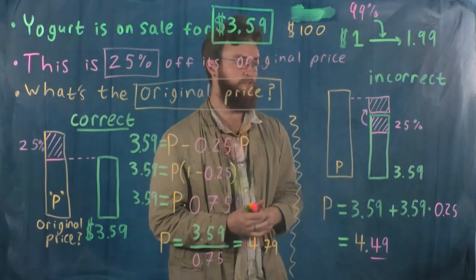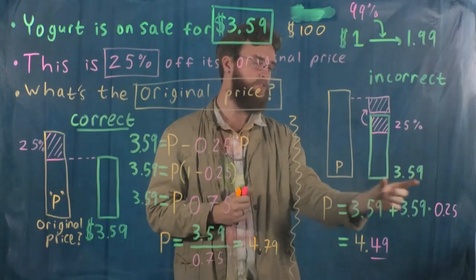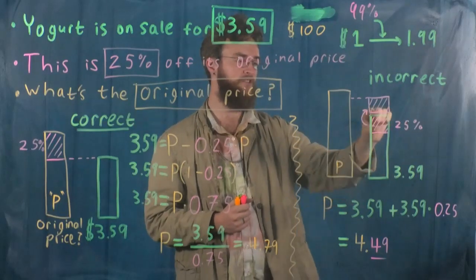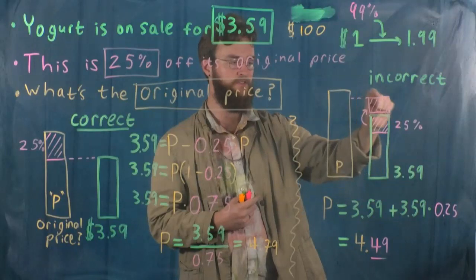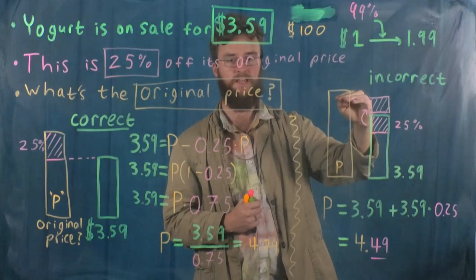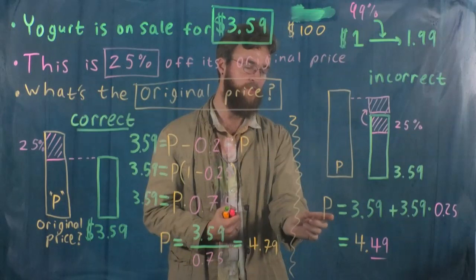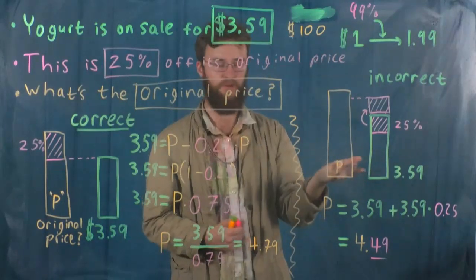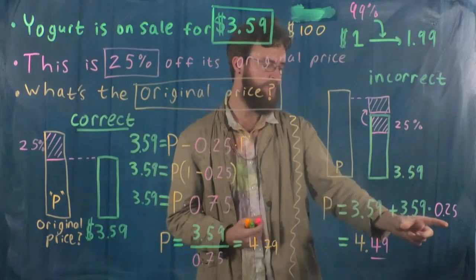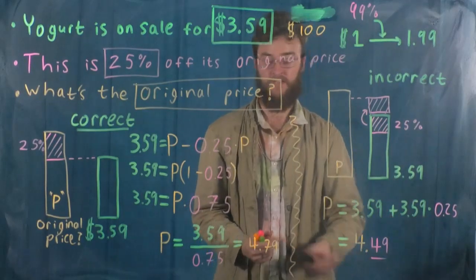So here I'm going to visualize the incorrect way. If you have the discount price, $3.59, and you take 25% of it, represented by this top little shaded square here, and add that to itself, so we're adding 25% of the discount price to itself, this is going to be less than the original price. So here we can work out the equation. If we tried to calculate the original price this way, we would get $3.59 plus 25% of $3.59, which is not the right answer, $4.79, it's $4.49.